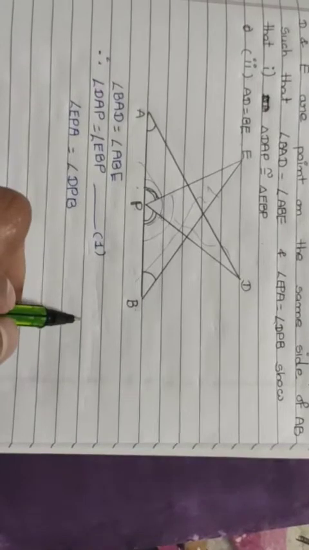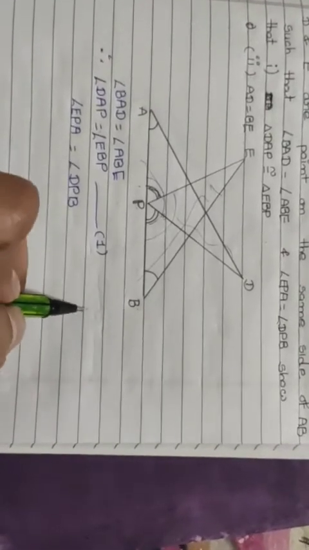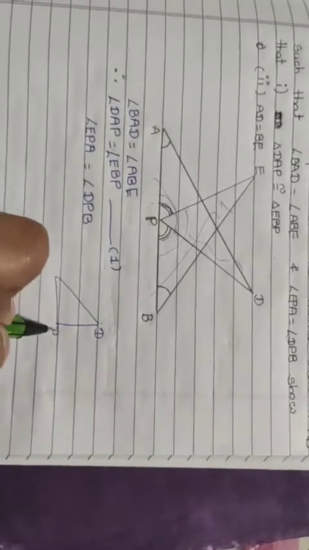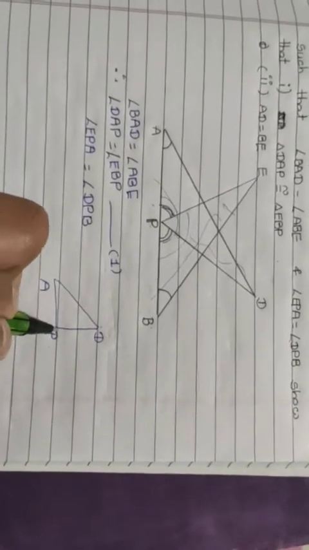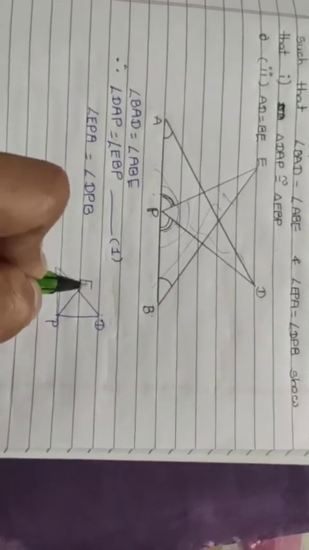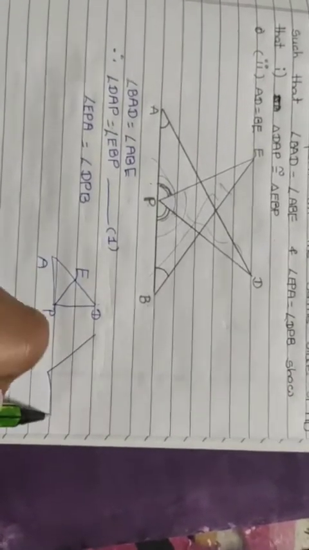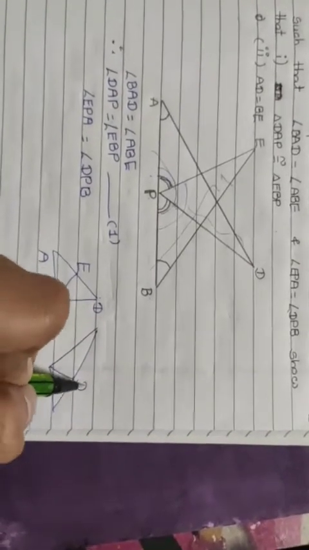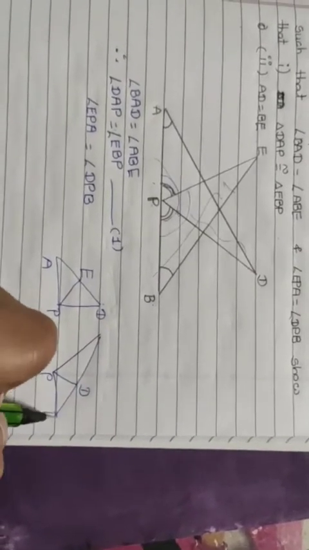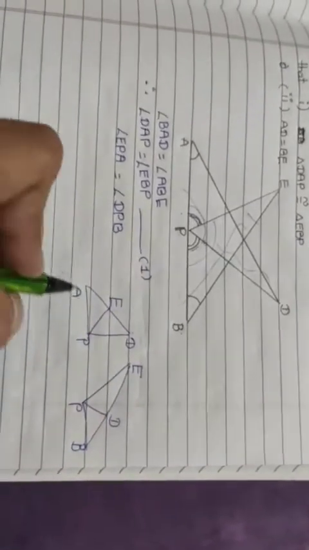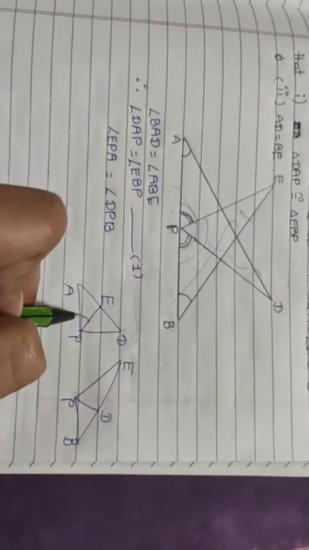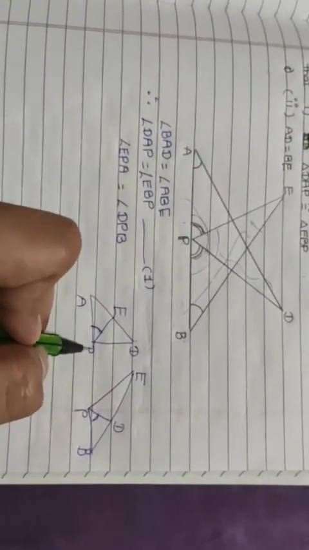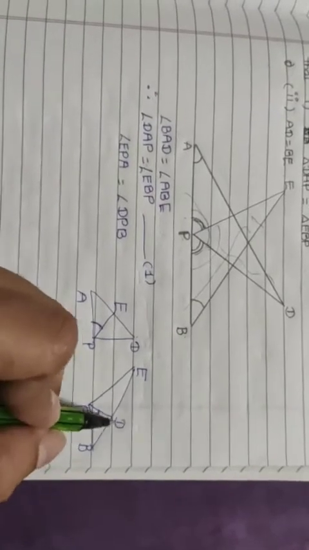Here it is our triangle DPA, and we can assume that E will be here, and in this triangle our D will be here and E will be here, right? And this angle is same and this angle is same. That means EPA is same with DPB.